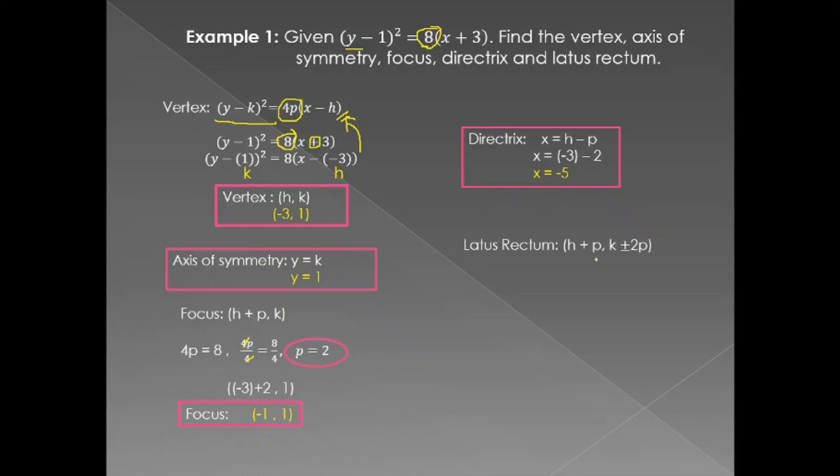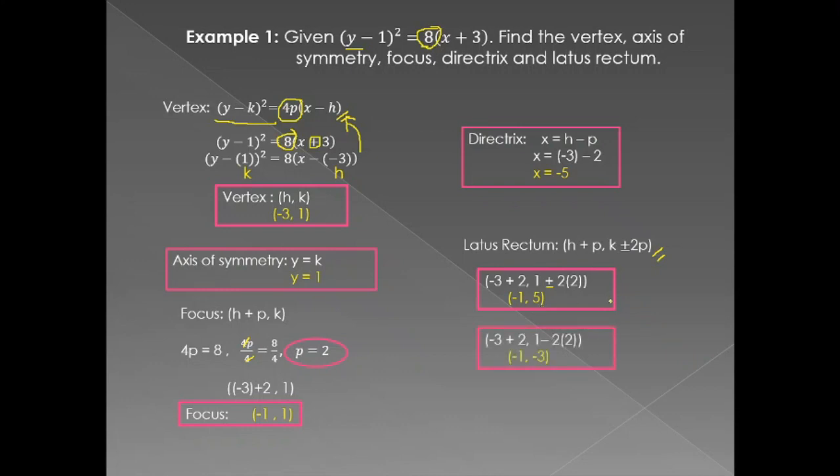And for the latus rectum, we have (h plus p, k plus or minus 2p). Paghihiwalayin ulit natin ito, magkakaroon tayo ng 2 points for the latus rectum. Unahin muna natin yung addition. So we have h plus p, negative 3 plus 2, and then k plus 2p, we have 1 plus 2 times 2. So meron tayong negative 1 and then 5.